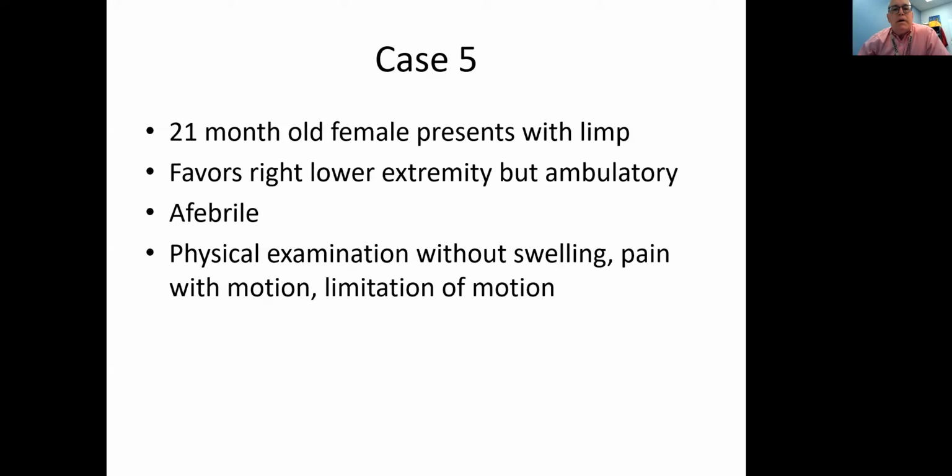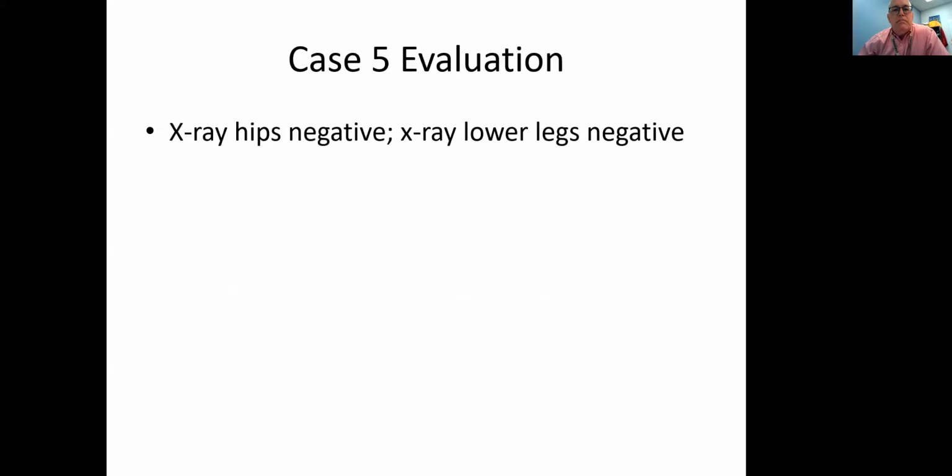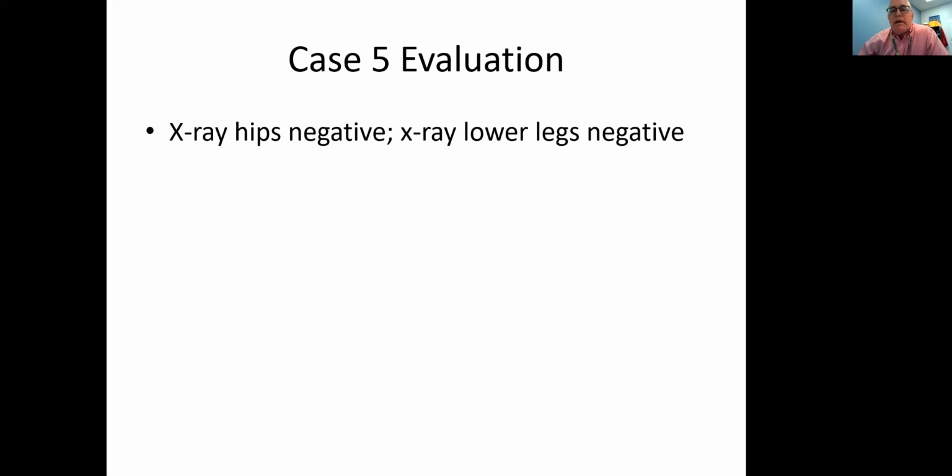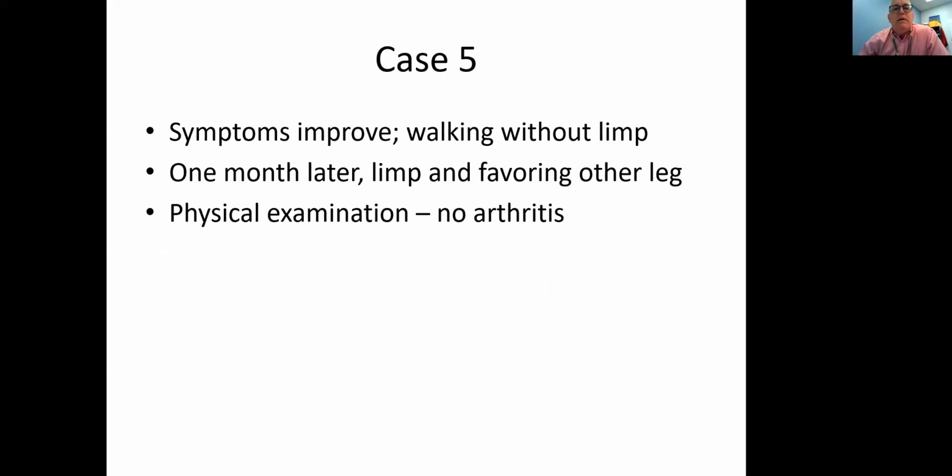Case 5, this is a 21-month-old female who presents with limp. She favors her right lower extremity, but she's ambulatory. She's afebrile. Physical examination is normal. X-rays are negative. They did X-rays of basically the whole leg, and these were negative. The child was looking well. She was sent home from the ER.